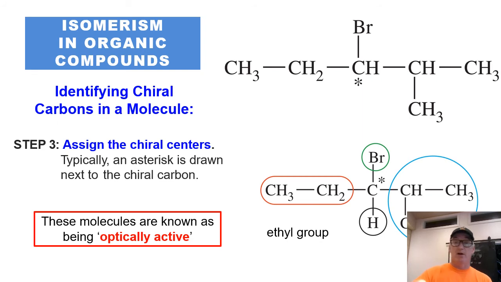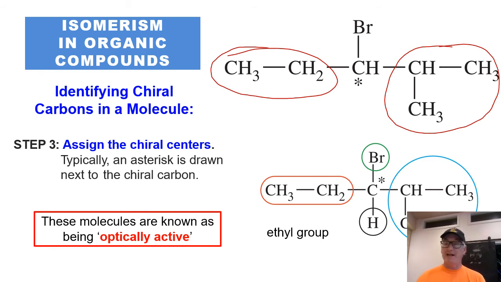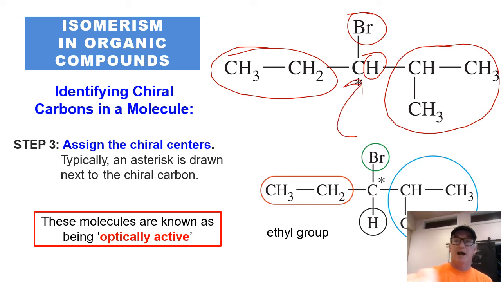So that particular carbon has an ethyl group on one side, an isopropyl group on another side, a bromine, and a hydrogen. It's got 4 different things attached to that carbon. That carbon is chiral, meaning we could arrange a different order of the exact same substituents on that carbon and it would be different. What does that mean?